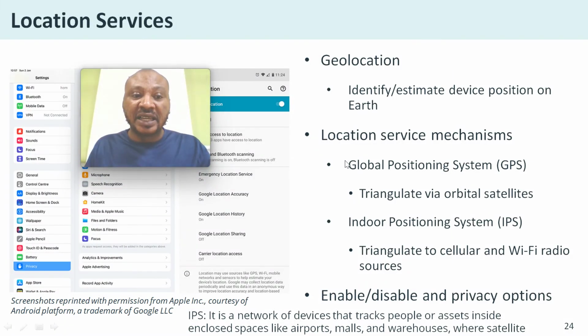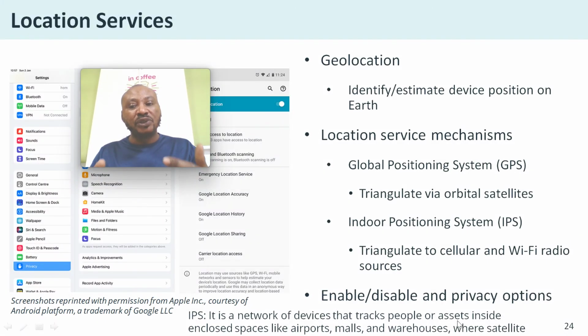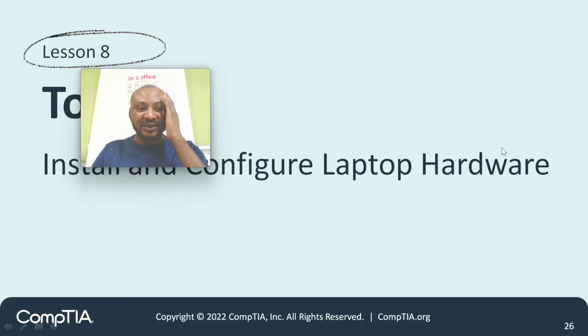So the indoor positioning system can take over and ensure that the location can be traced. IPS is a network of devices that track people or assets inside enclosed spaces like airports, malls, and warehouses, where satellites cannot. So where you have a place that satellite cannot penetrate, you must have an indoor positioning system that can track all those places. So if you have assets, your Wi-Fi, your malls, you want to track all those things, you must get an indoor positioning system. Okay, so that's it.